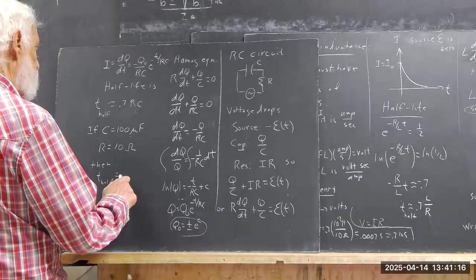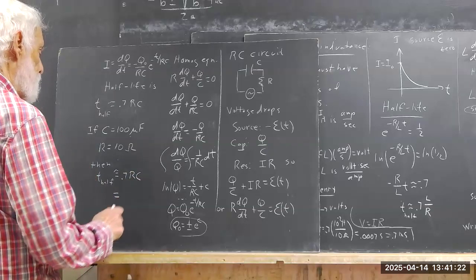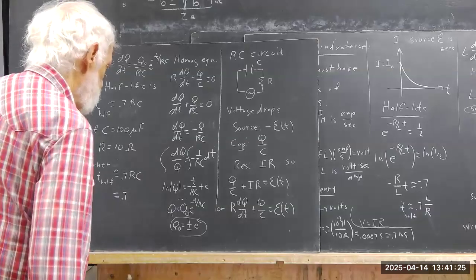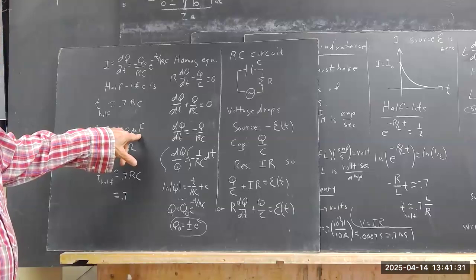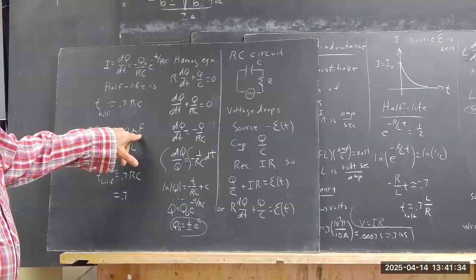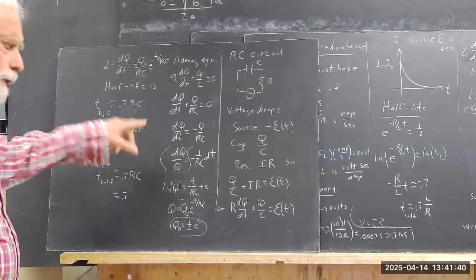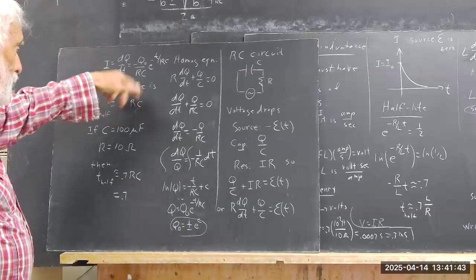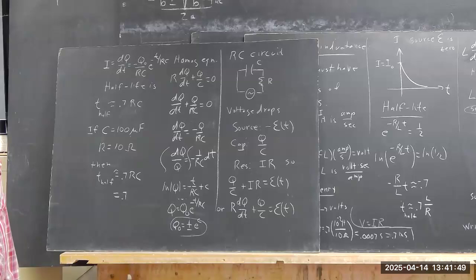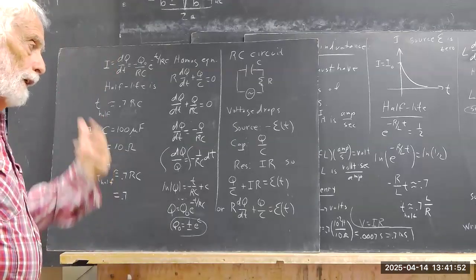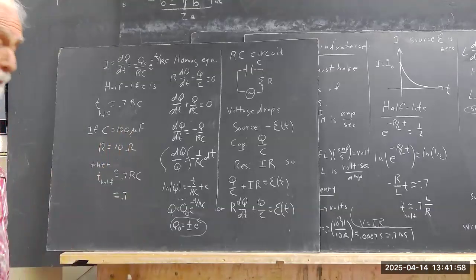Anyhow, it's very close to 0.7 RC. Now, what's a farad? It's a coulomb per volt. And you've got to manipulate the units a little bit. Ohms is, again, volts over amps. And you put it all together and you find that RC has units of seconds, units of time.